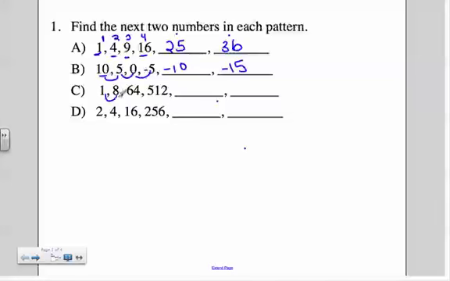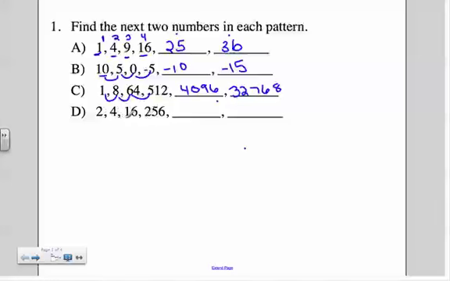The third pattern, we're multiplying by 8, so now I just continue, and to get the fourth number, it's 512 times 8, which is 4,096, and multiply by 8 again to get 32,768.